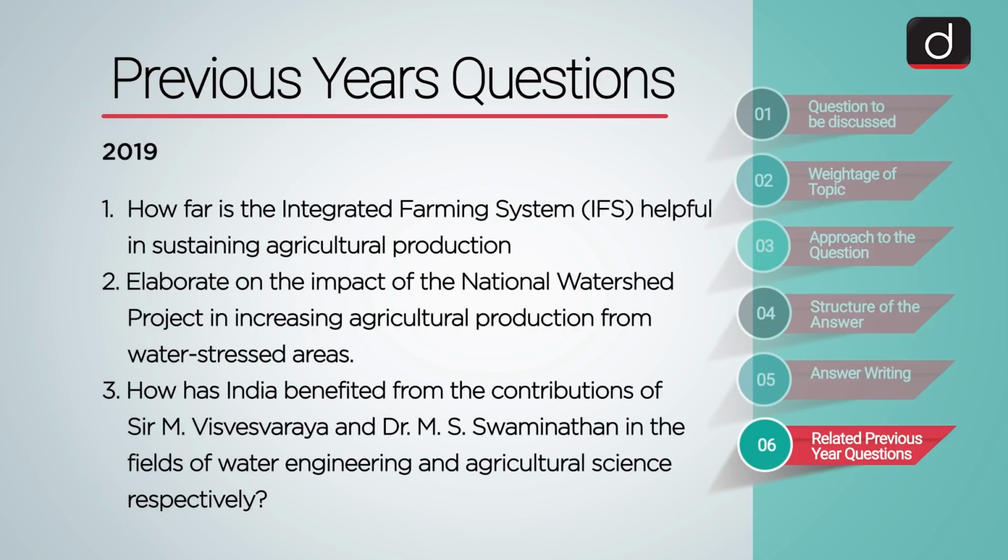In 2019, the following questions were asked. How far is the integrated farming system helpful in sustaining agricultural production? Elaborate on the impact of National Watershed Project in increasing agricultural production from water-stressed areas. How has India benefited from the contributions of Sir M. Vishweshwaraya and Dr. M. S. Swaminathan in the fields of water engineering and agricultural science, respectively?